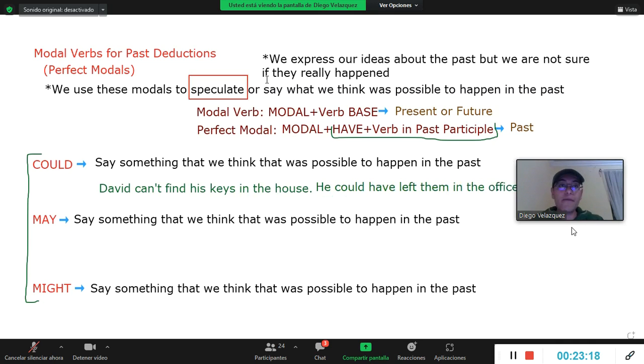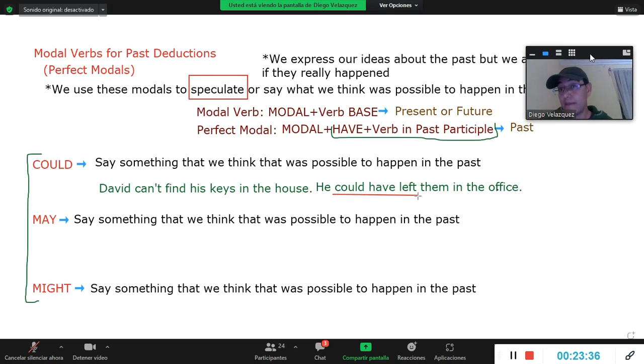What's happening in here, my friends? Okay, observe, because the second sentence that we have is the one in which we are using a perfect modal. As you can observe, we have the modal verb could, but now it's in combination with practically the present perfect, guys. That is the reason why we call them perfect modals.